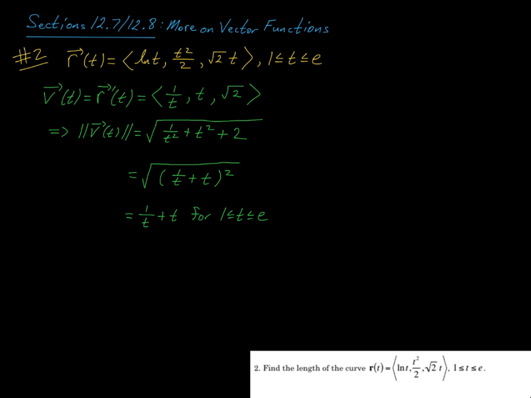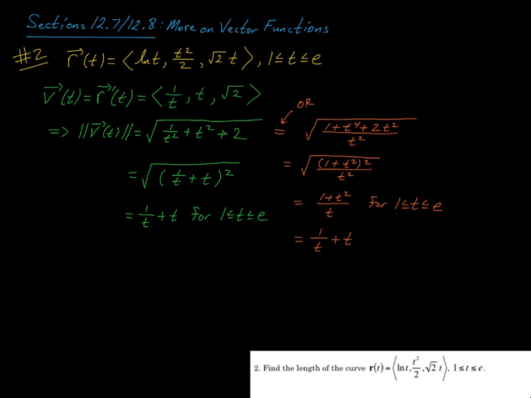Now a slightly different way to get there is to write this expression under the square root as just one fraction. Now when you look at 1 plus t to the 4th plus 2t squared, that looks a little more recognizable as a perfect square. It's 1 plus t squared, quantity squared. And so now you can go ahead and remove the square root. Again, you don't have to worry about absolute value because t is always positive on this interval. Now split that up into two fractions and you arrive at that same expression.